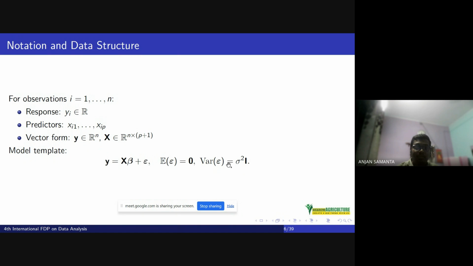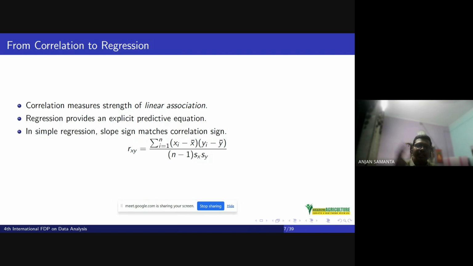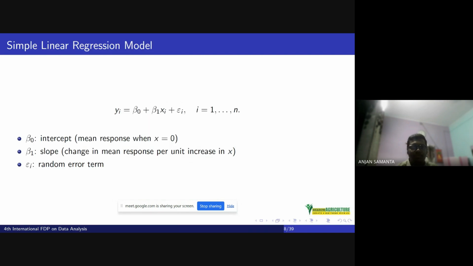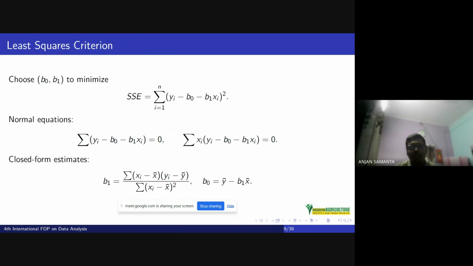There is another assumption we should also maintain, that is constant variance. This is called the homoscedasticity property, where the variance of the error terms should always be constant, so there would not be any bias in the model. This correlation and regression relation, Sarah has explained. I will just recall the terms: this is called the intercept term, this is called the slope term, and this epsilon i, e i, whatever you say, are the error terms that we need to model.